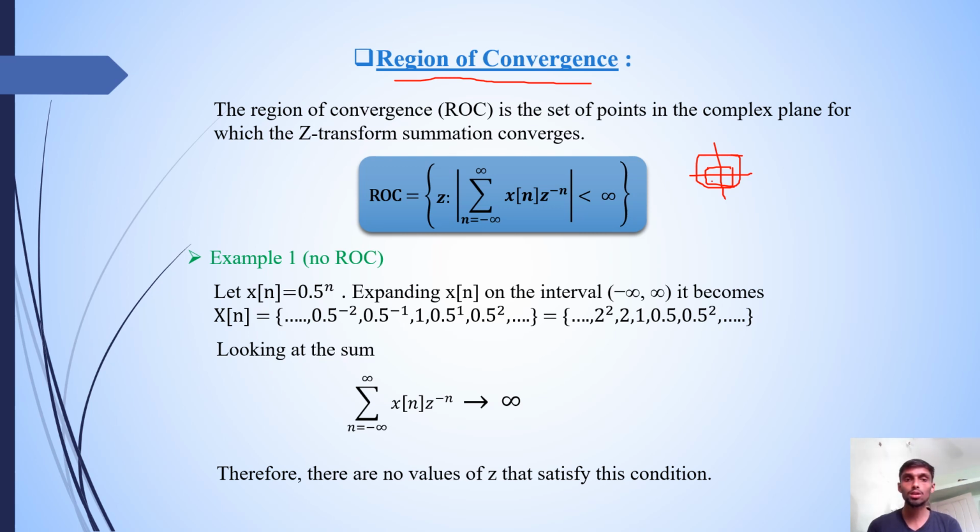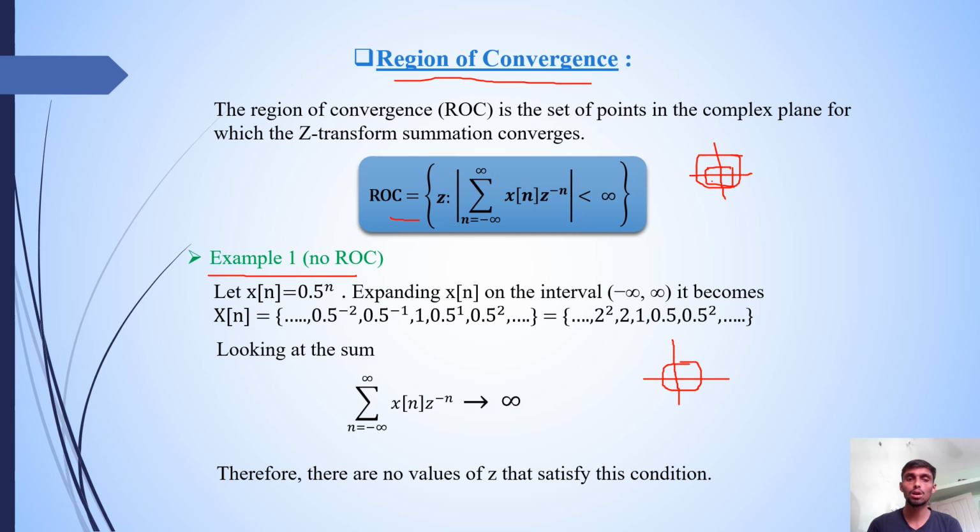This is the formula to find the ROC: a summation from n equals minus infinity to plus infinity of x of n z power minus n. It is the first numerical example, for no ROC. No ROC means the limits are defined as infinity. There are no poles and no zeros, so the ROC cannot be formed.